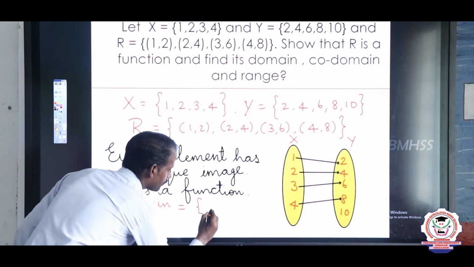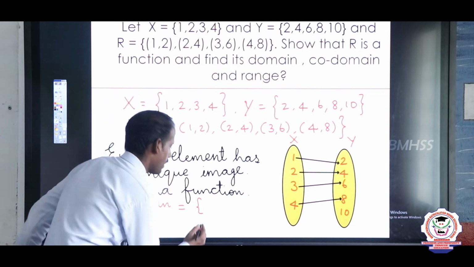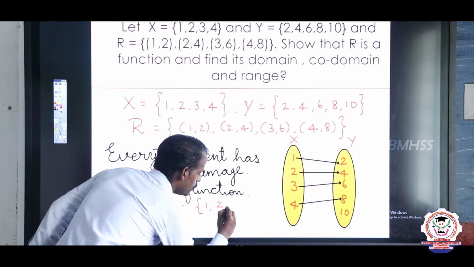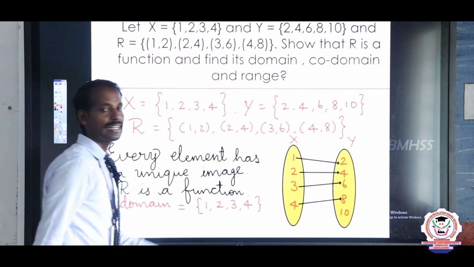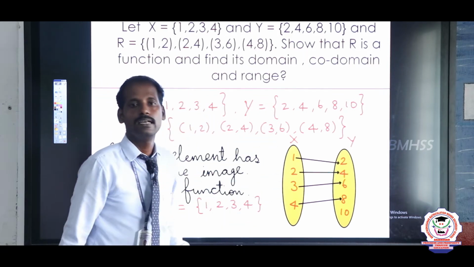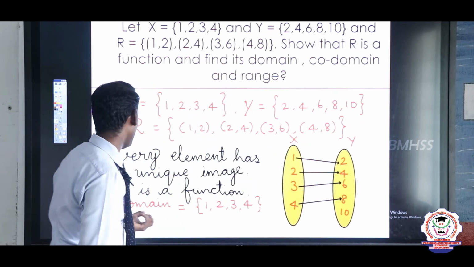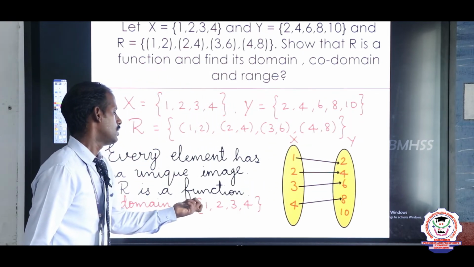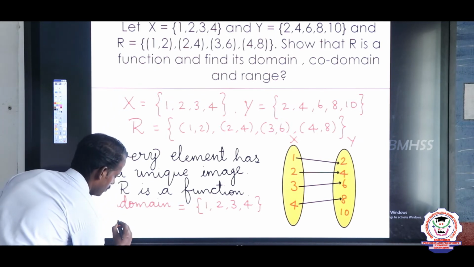Domain is equal to, what are the elements? Set X. Yes, 1, 2, 3, 4. The set X is the domain, the set Y is the codomain. So here the domain X set is 1, 2, 3, 4. So next, codomain.